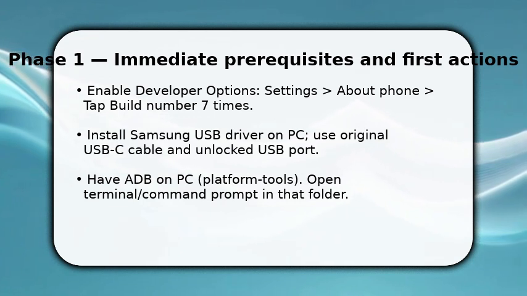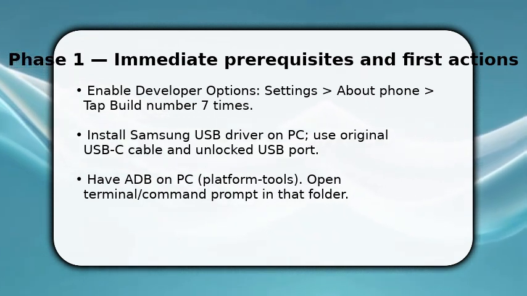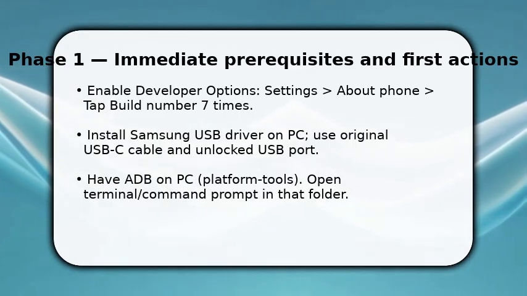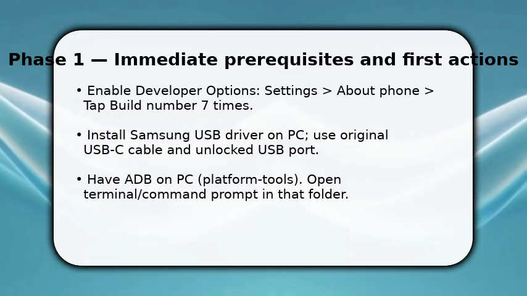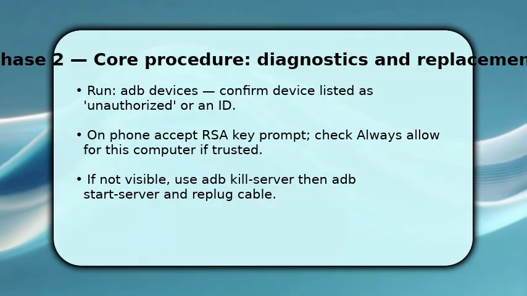You now bring the phone online to ADB. Run adb devices and look for the device ID. If it shows unauthorized, watch the phone screen and accept the RSA key prompt. This authorizes debugging. Once authorized, adb devices should show the device as connected.